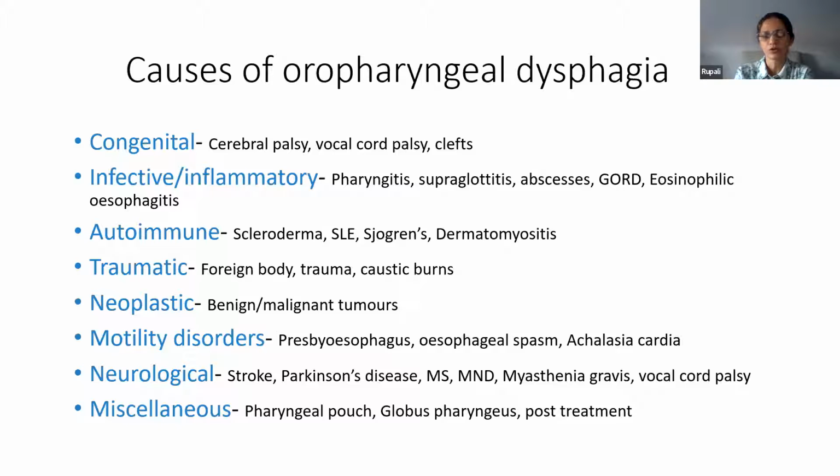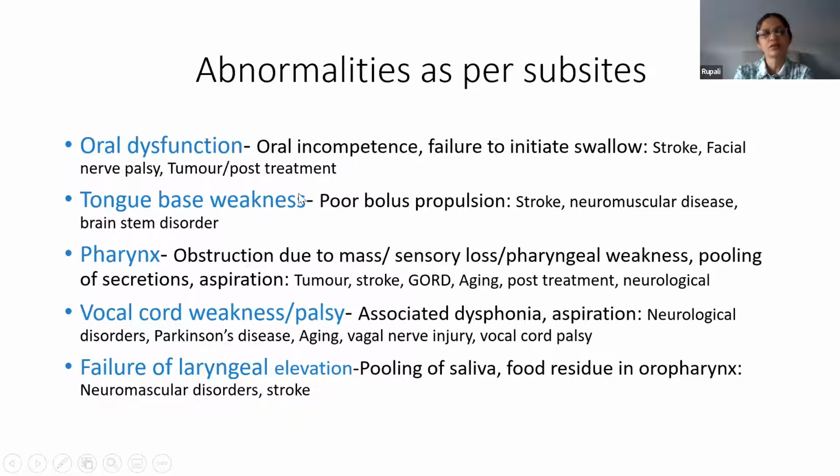So this is just a list of causes of oropharyngeal dysphagia. Ms. Khwaja is going to talk about it in detail. Then how each subset affects dysphagia: oral dysfunction, abnormality of the tongue base, pharyngeal sensation or musculature, vocal cord function, and function of musculature, which causes failure of laryngeal elevation. Any one condition can affect all or any of these subsites. For example, stroke can affect all of these.